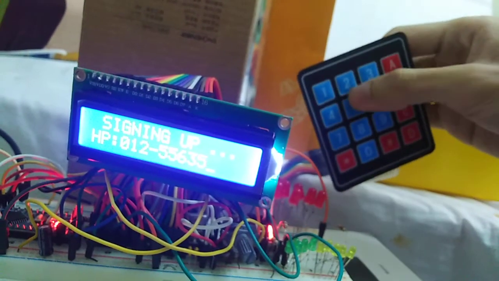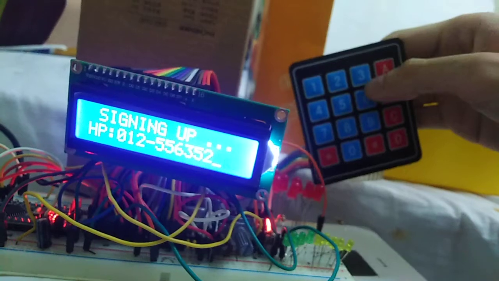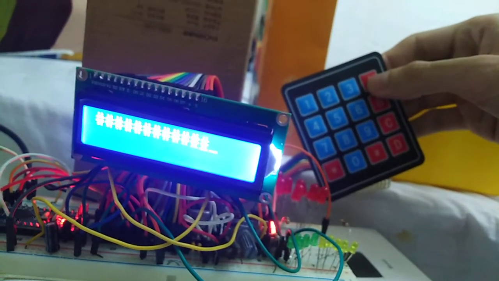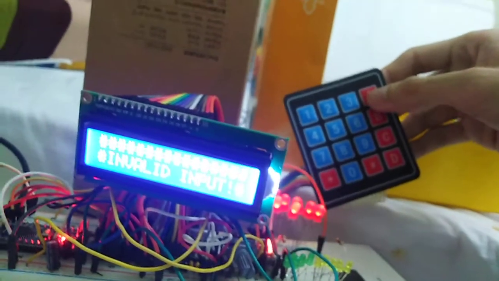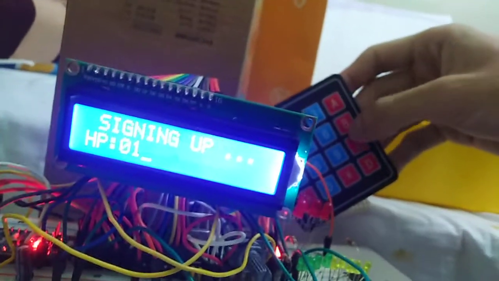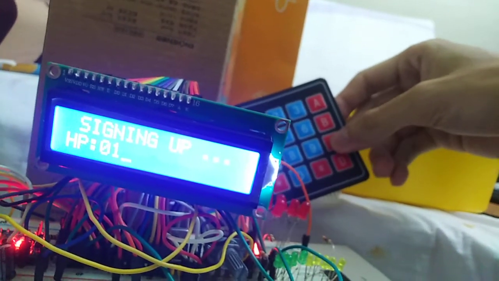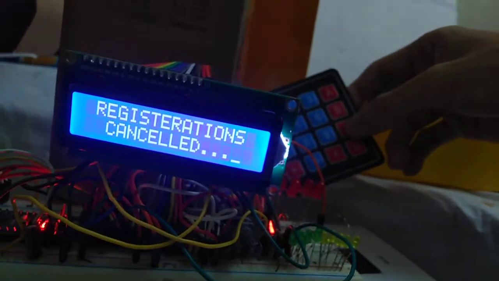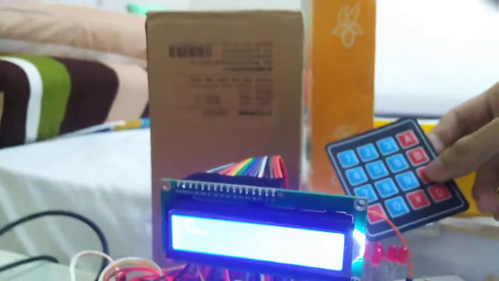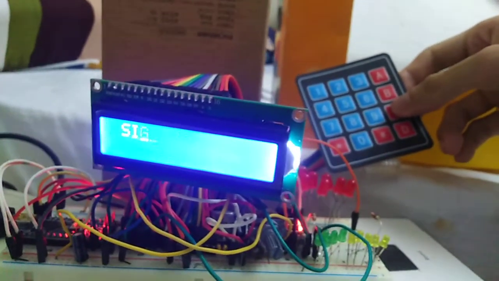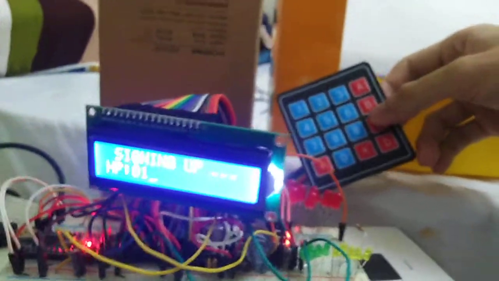If your digit count is still 6, like 5563352, 6 digits, not 7, it is still invalid because your length is not right. Your number of digits after the dash must be either 7 or 8. So signing up again. Maybe this user does well, so maybe they press cancel registration. So the registration is cancelled. Nothing responds because this is not a successful registration, so this logging out does not result in the yellow LED blinking. And then signing up again.